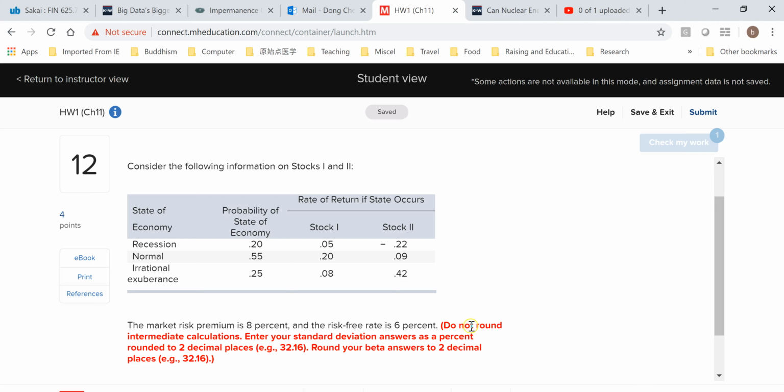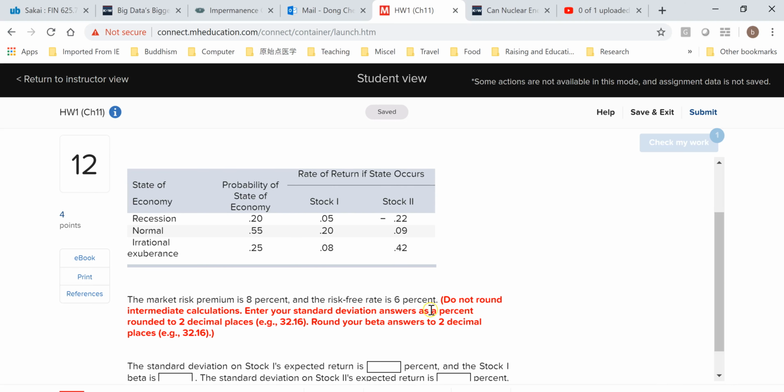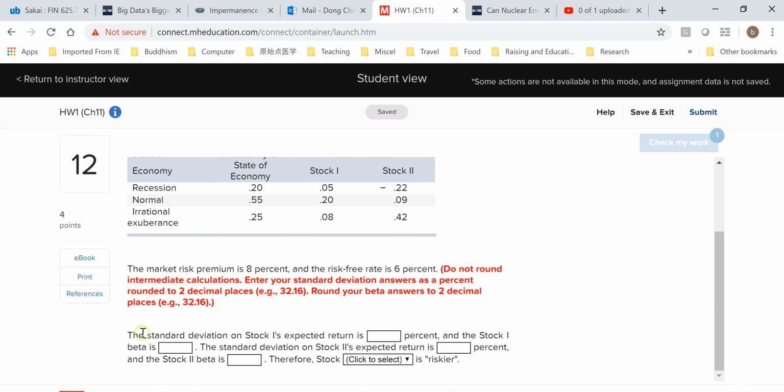So the rounding requirement: do not round the intermediate calculations until your standard deviation answers as a percent rounded to 2 decimal places, and round your beta answers to 2 decimal places. So we have to be very careful about the rounding requirement here. The question is asking about the standard deviation on stock 1's expected return, and the stock 1 beta, the standard deviation on stock 2's expected return, and the stock 2 beta. Therefore, which stock is riskier?